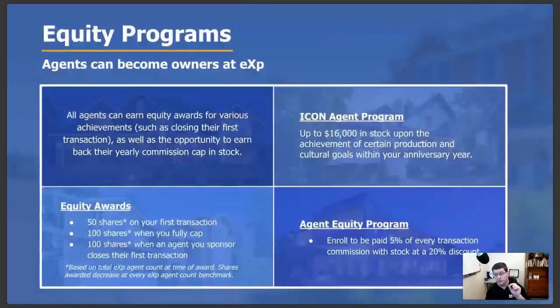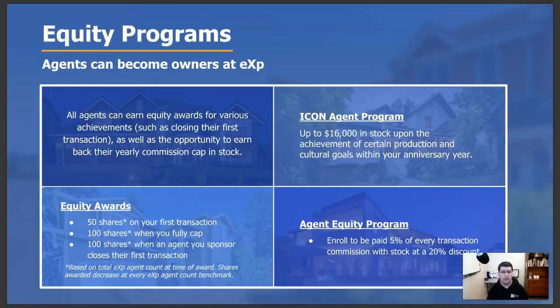So what is a short answer? What is the stock trading at? I don't know what it is trading at. It's a publicly traded company. Go look it up on the stock exchange. It is EXPI, eXp Realty International. EXPI is the ticker symbol. Go look that up, and you'll be able to find a lot of information about it. Very transparent because it's a public company.